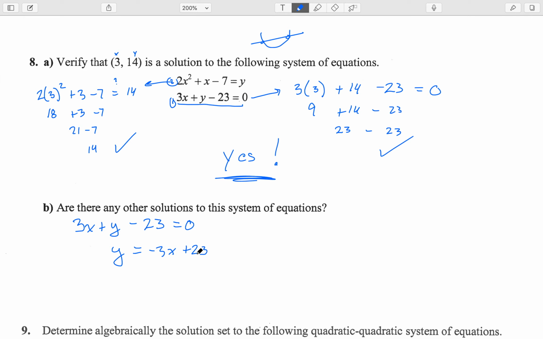Negative 3x plus 23. And if I take that and plug it into the other equation, not here, into there, right? There's the other equation. The other equation is a parabola. Let's take this and plug it into there. Let's actually solve this thing. Okay, so here we go. 2x squared plus x minus 7 is equal to y. There's my y. Minus 3x plus 23.